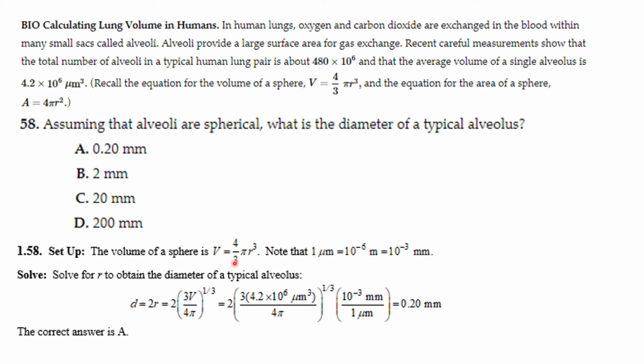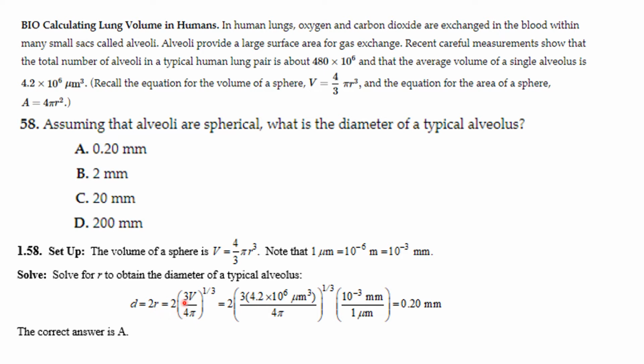So the volume of a sphere is 4/3 pi r cubed. Now note that 1 micrometer is 10 to the minus 6 meters. And if we change that to millimeters, that's 10 to the minus 3 millimeters. So we can solve for r, and then we can figure out what the volume is. So the diameter is twice the radius.